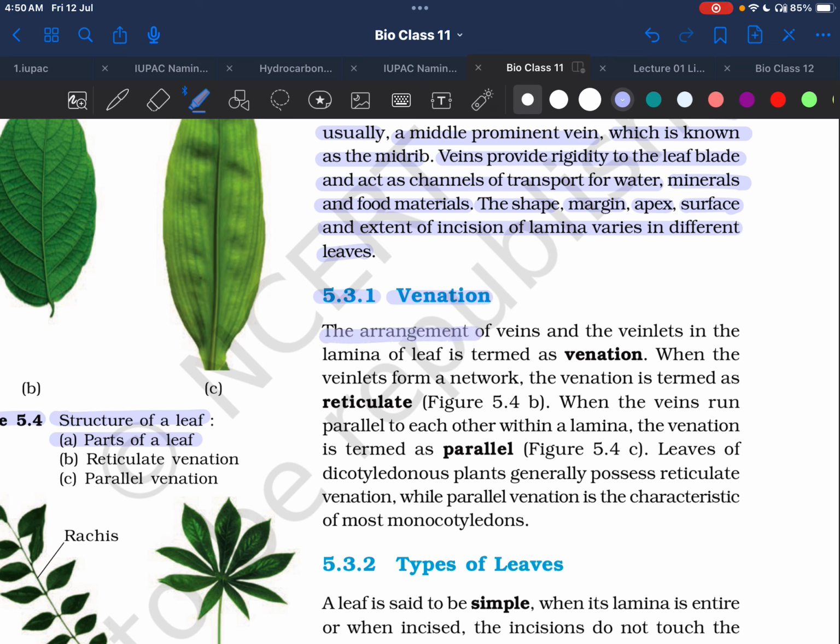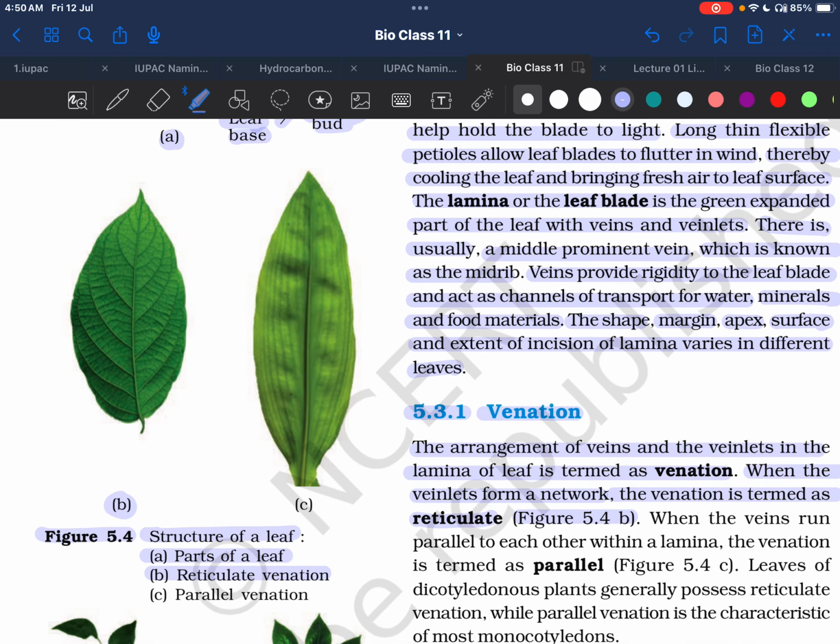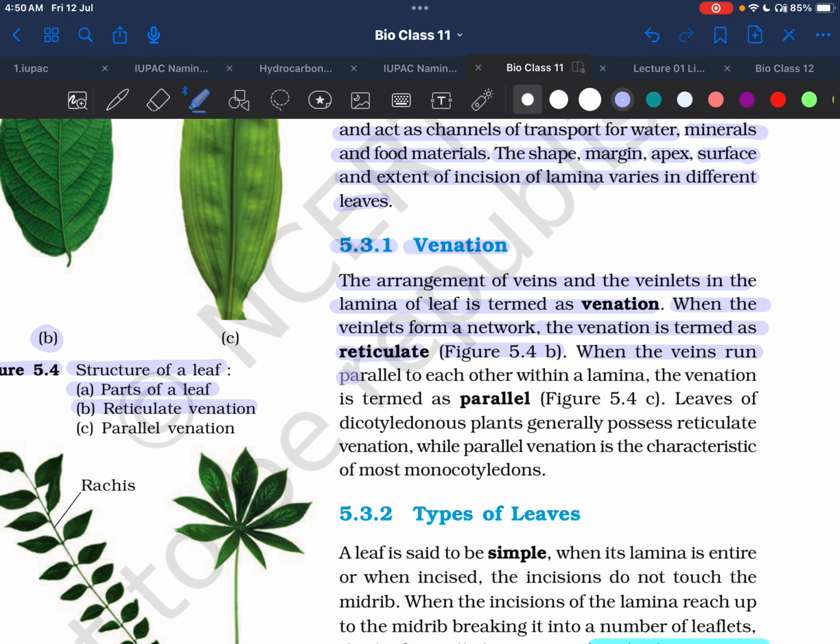5.3.1 Venation. The arrangement of veins and the veinlets in the lamina of leaf is termed as venation. When the veinlets form a network, the venation is termed as reticulate. Figure 5.4b. Reticulate venation. When the veins run parallel to each other within a lamina, the venation is termed as parallel. Figure 5.4c. Parallel venation. Leaves of dicotyledonous plants generally possess reticulate venation, while parallel venation is the characteristic of most monocotyledons.